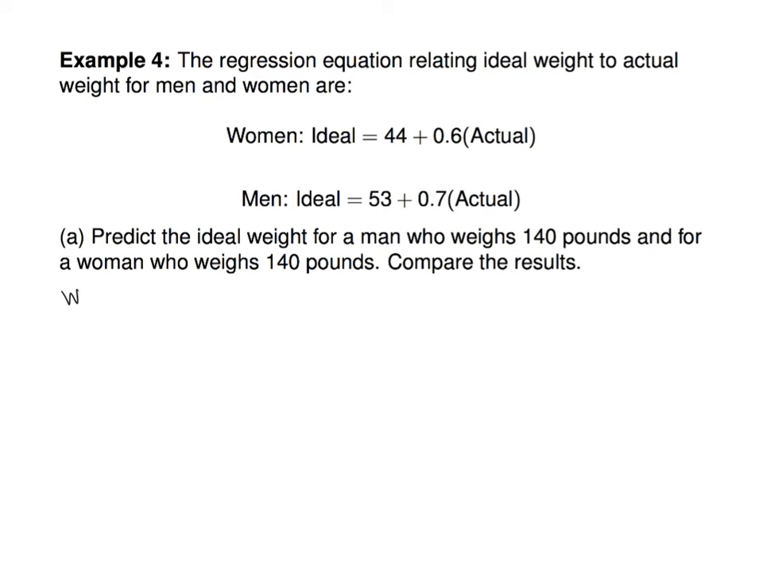So ladies first, the woman's ideal weight at 140, that's going to be 44 plus 0.6 times 140, which is 128. So if a woman weighs 140 pounds, she wants to weigh 128. And for men, it's 53 plus 0.7 times 140, which is 151.